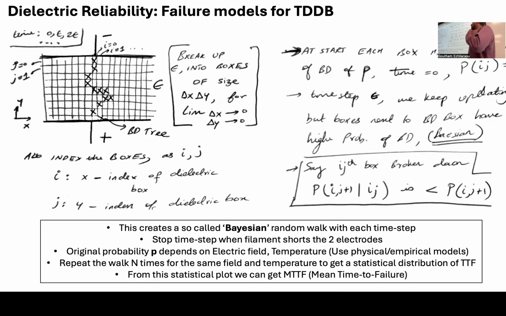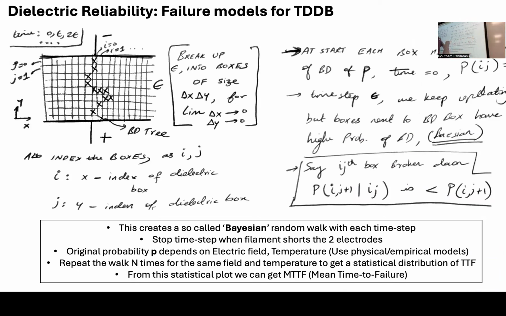So I've put here a general understanding of how people model treeing. The models can get very complicated, but fundamentally, the way you model treeing, and the way this phenomenon actually happens, is with something called a Bayesian random walk. And it's actually very simple to understand. Imagine this is a dielectric.